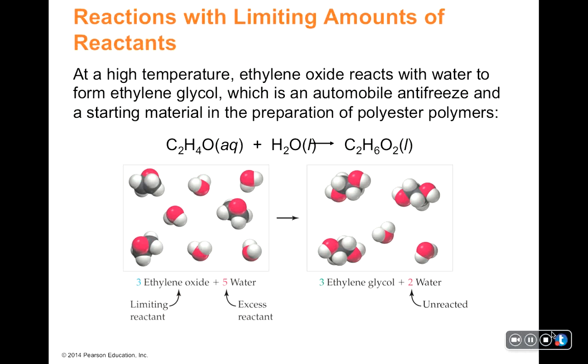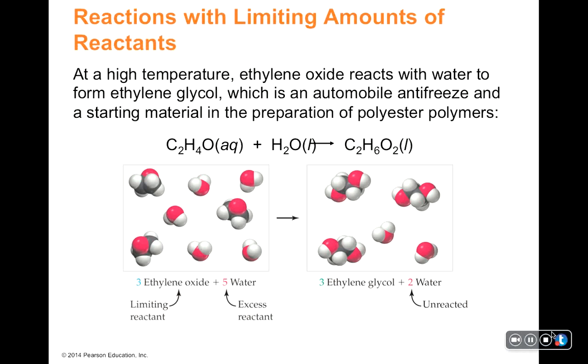So if the relationship between ethylene oxide and water is 1 to 1, and in the problem they tell us we have 3 moles of ethylene oxide and 5 moles of water, hopefully you can see that water is in excess here. Because if we had 3 moles of ethylene oxide, we would only need 3 moles of water to react with it, right? Because it's a 1 to 1 mole ratio. So all we would need would be 3 moles of water. So the water is in excess. That means that the ethylene oxide is the limiting reactant. It is limiting how much product we get.